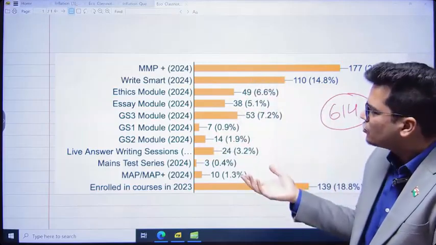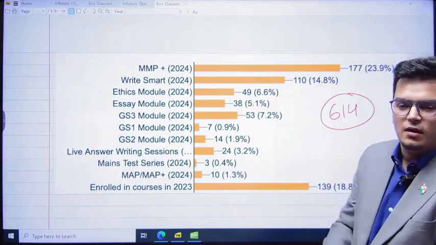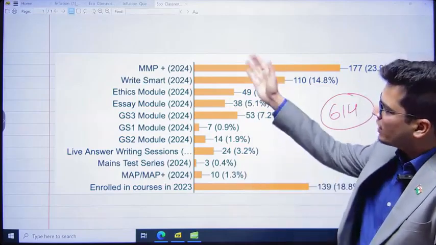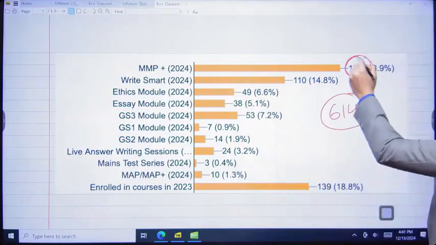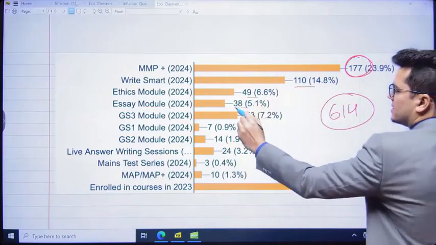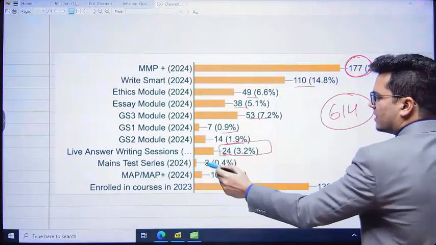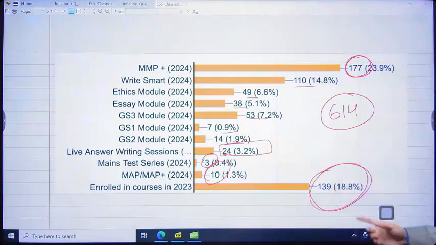So I'd just like to show you how we have performed in the mains. Since you are our students, you should know this. I'm assuming most of you will be giving the mains next year. If you look at this data, you can see the number of people who were in MMP plus, then WriteSmart, ethics, essay, GS3, GS1, GS2, live answer writing sessions with WriteSmart, our mains test series, MAP and MAP plus, and people who were coming from last year.